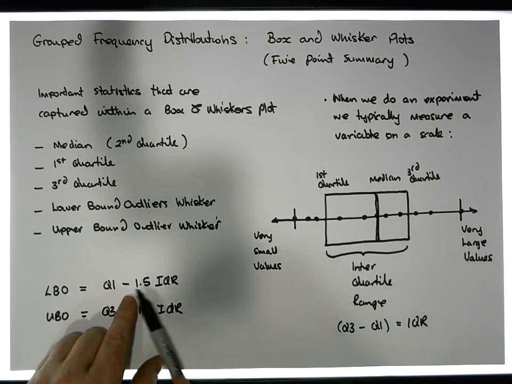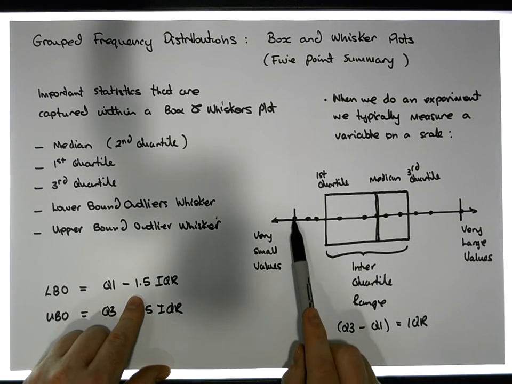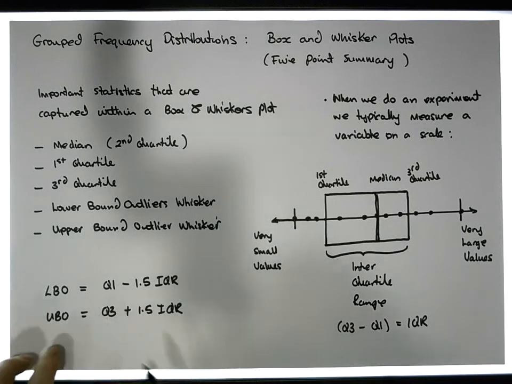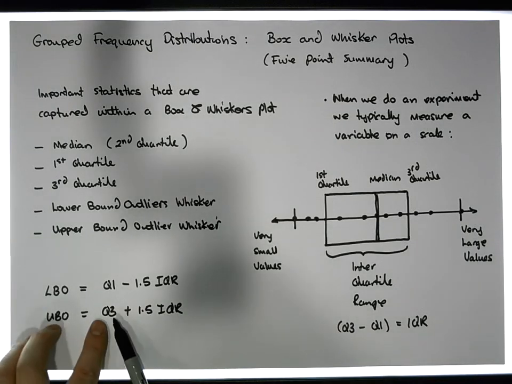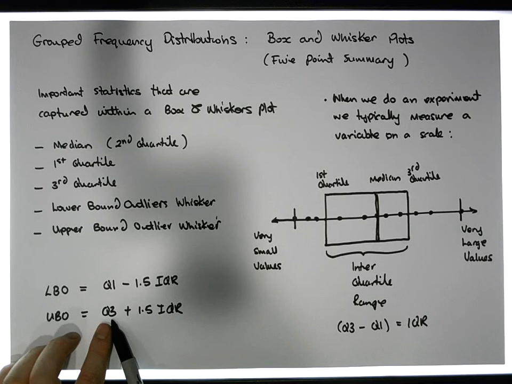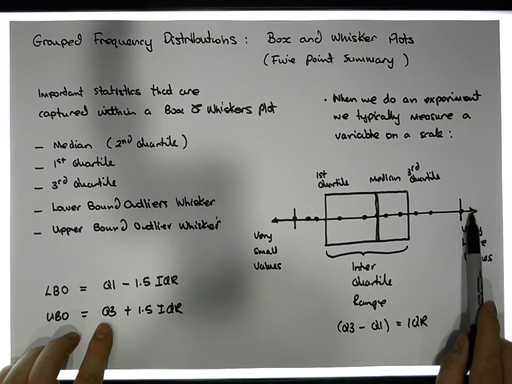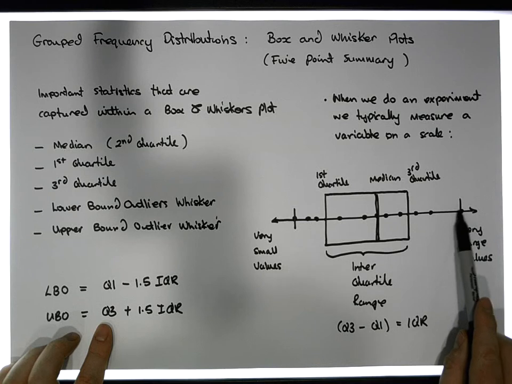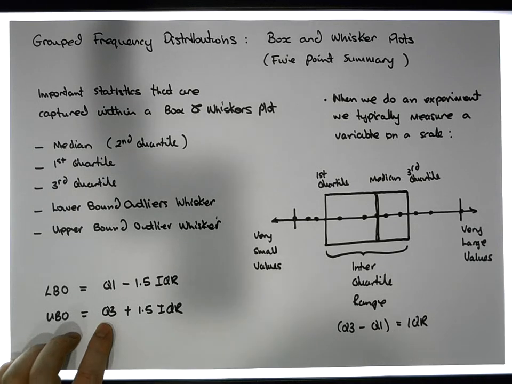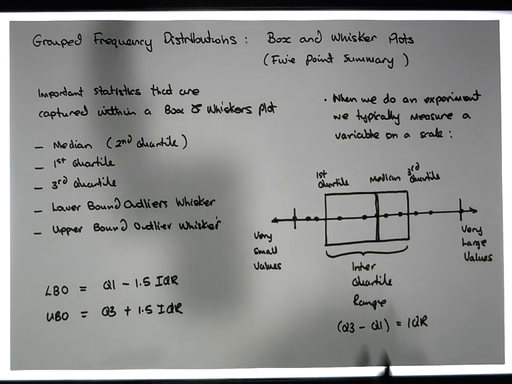But when there are no values less than it, we demarcate that particular point at the lowest value. And similarly, in relation to upper bound outliers, they are any values that are greater than Q3, the third quartile, by 1.5 times the interquartile range. And in this particular case, we also have no values that are greater than the largest value in the data set.